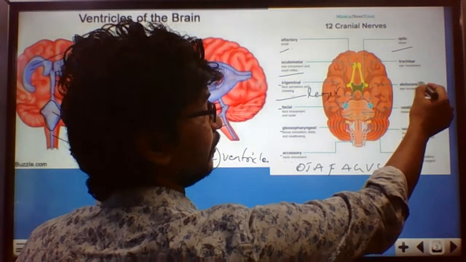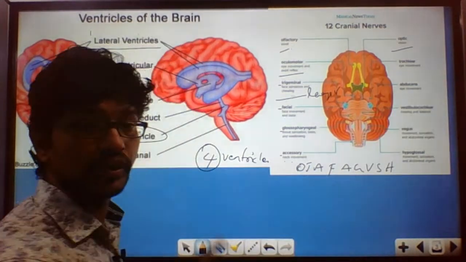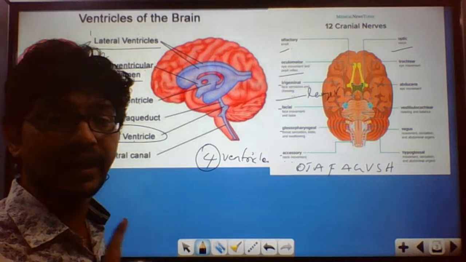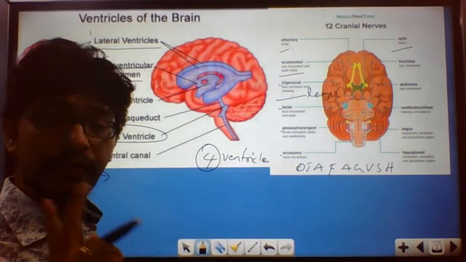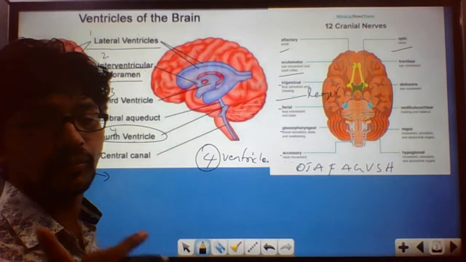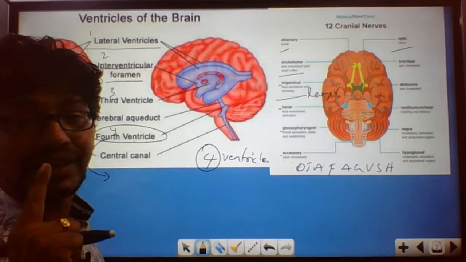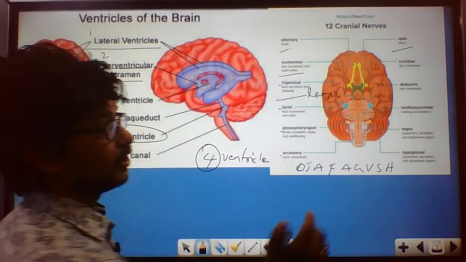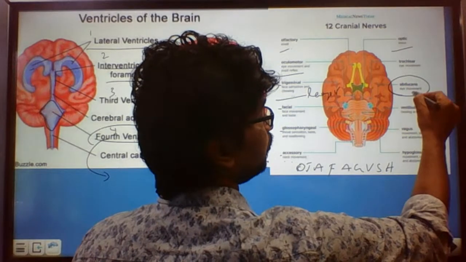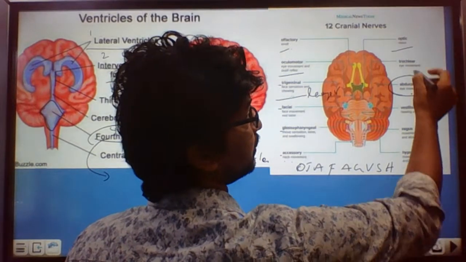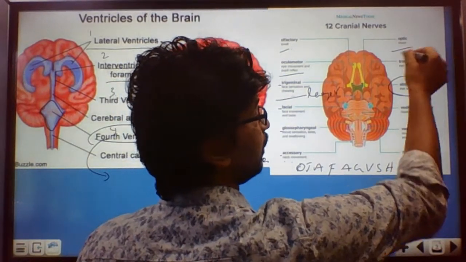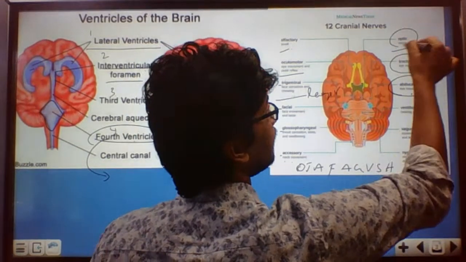Vestibulocochlear, and your abducens. Abducens is for your eye movement. There's a difference between the eye movement and the eye rotation. There are two different things happening: one is eye movement, the other is the eye rotation. So this is by means of abducens. Trochlear is also for eye movement, and optic is for your vision.